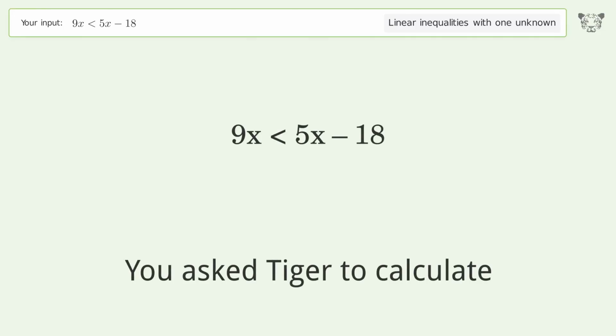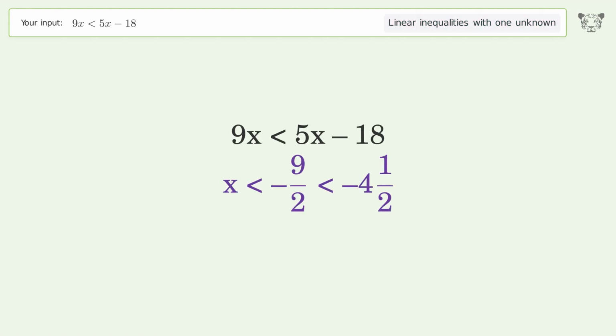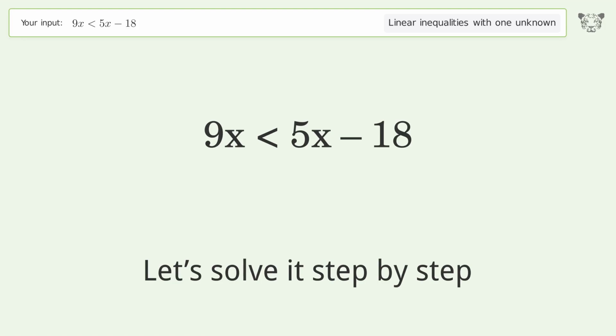You ask Tiger to calculate. This deals with linear inequalities with one unknown. The final result is x smaller than -9/2 smaller than -41/2. Let's solve it step by step.